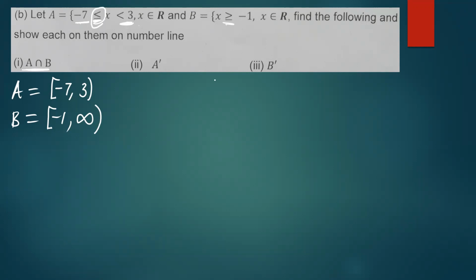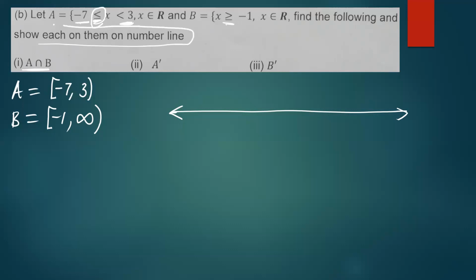We can first use a number line to find this. It becomes easier when you're using a number line. So for A intersection B, we draw a number line. On this number line, I'm going to put my A and my B. This number line that I'll first draw, you can draw it on a separate paper just to help you find the solution. And then the final number line which they want us to draw, I'm going to draw it and show you how to draw it.